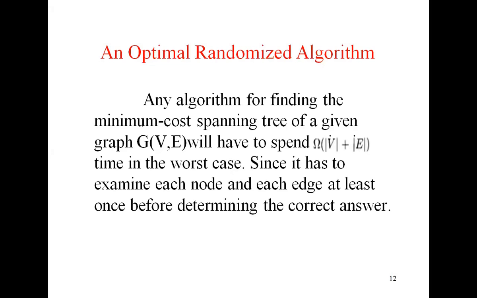This is since it has to examine each node and each edge at least once before determining the correct answer. By definition, a graph consists of vertices and edges. So each vertex and each edge needs to be visited once. That is why, in the worst case, the time complexity of a minimum spanning tree finding algorithm is Omega of V plus E, the number of vertices plus the number of edges.